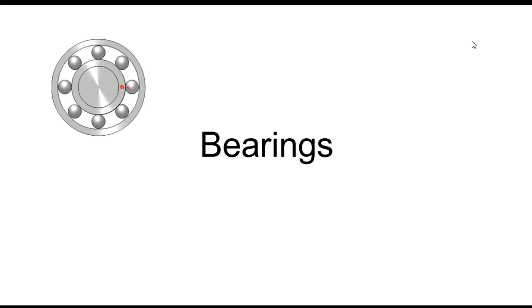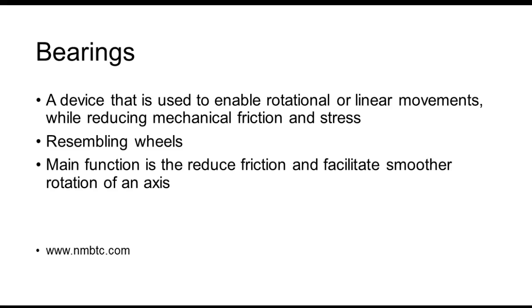So what we do with bearings, of course, is we take something that's rotating, right? You understand that, and we mount it to a fixed surface. That's what the bearing does. And how did it get the name? Because it bears weight. A bearing is a device that is used to enable a rotational or linear movement while reducing mechanical friction. Of course, most of them resemble wheels. The main function is to reduce friction and facilitate smooth rotation of an axle.